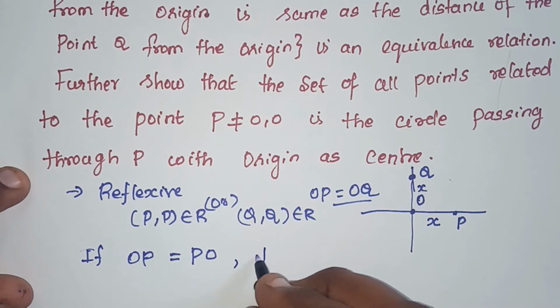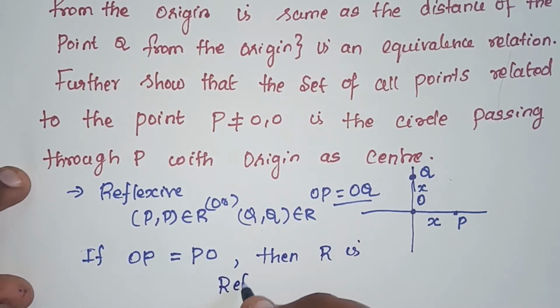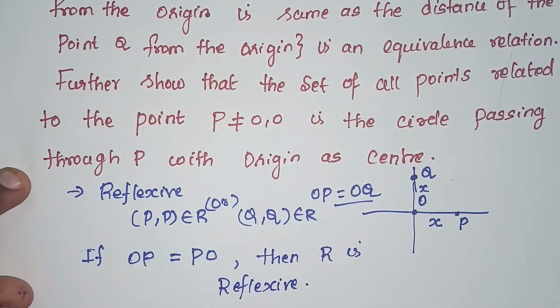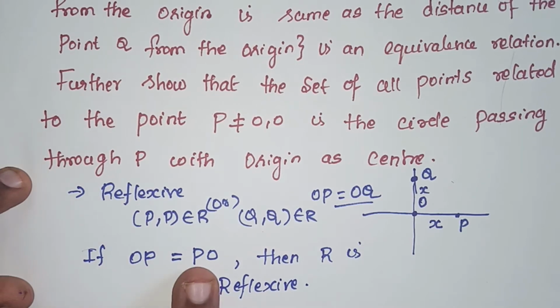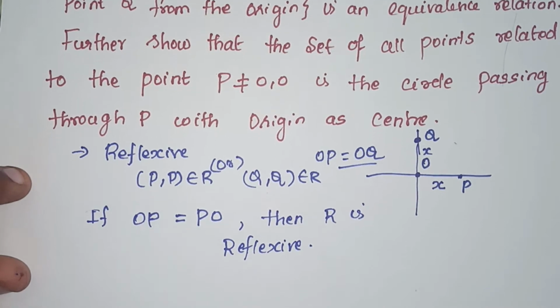Then this relation is reflexive, because P and P have the same distance. OP is equal to PO, where O is the origin. So this relation is reflexive.